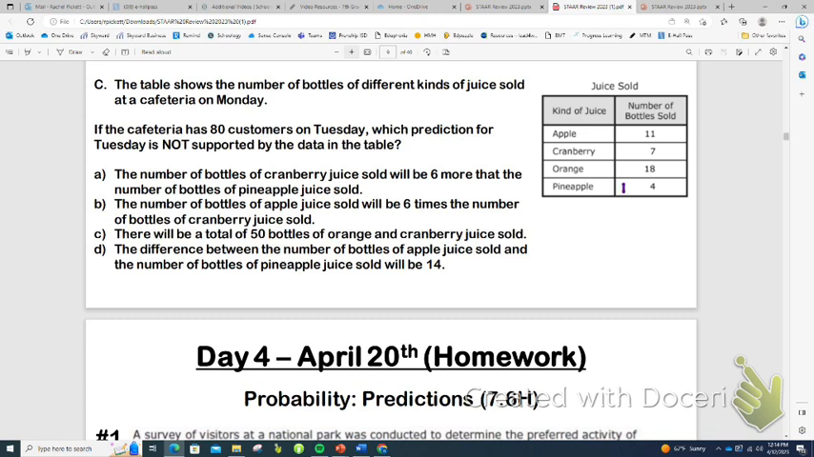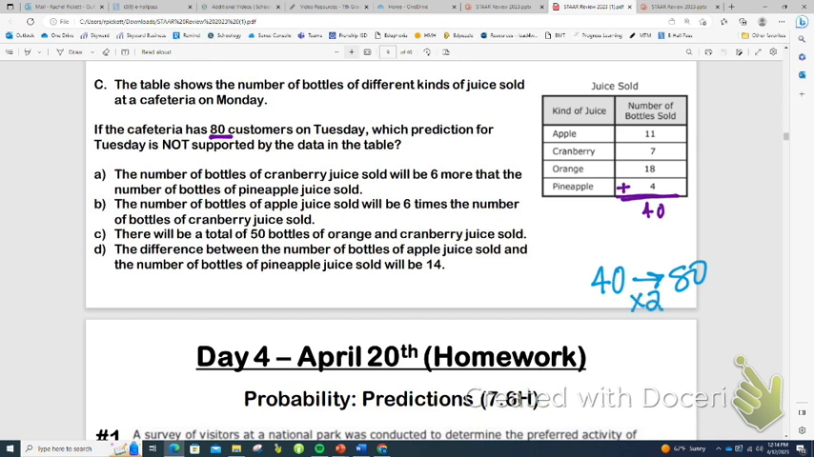So to find that total, we're going to add all of the numbers in the table together. So we have 11 plus 7 is 18, plus 18 is 36, plus 4 is 40. So on Monday, they sold a total of 40 bottles of juice. We want to know out of 80. So let's think about this proportionally. If I want to go from 40 to 80, what would you have to do?